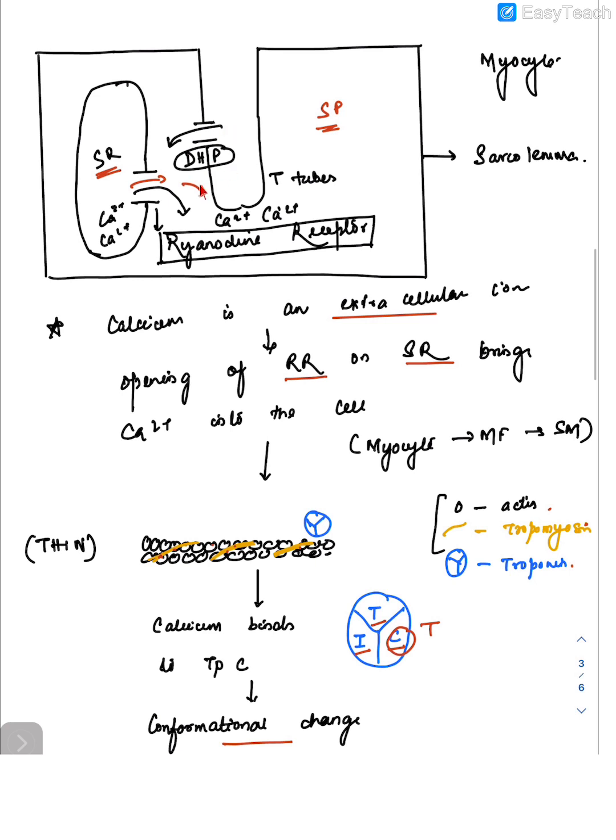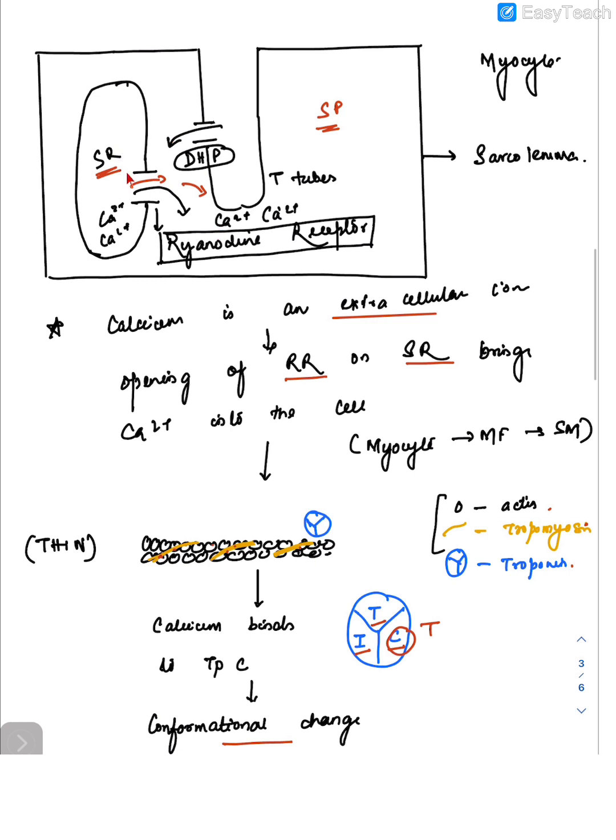The depolarization of the dihydropyridine receptors causes opening of the ryanodine receptors on the sarcoplasmic reticulum. What we are seeing is a myocyte. This is the sarcolemma, this is the sarcoplasm, this is the sarcoplasmic reticulum. The action potential first entered. It causes depolarization of the dihydropyridine receptors on the T tubules. This depolarization causes opening of the ryanodine receptors on the sarcoplasmic reticulum.